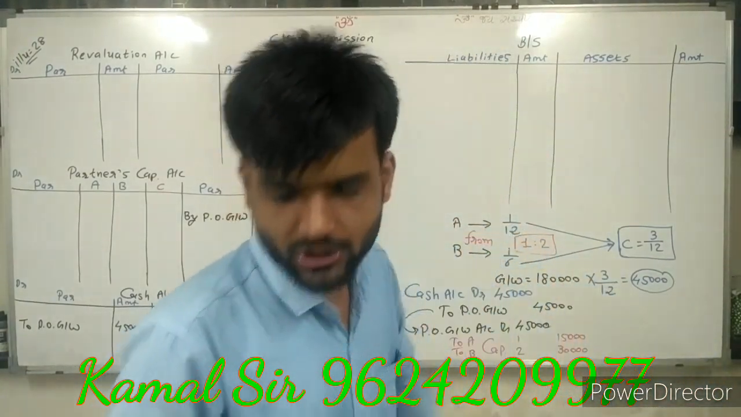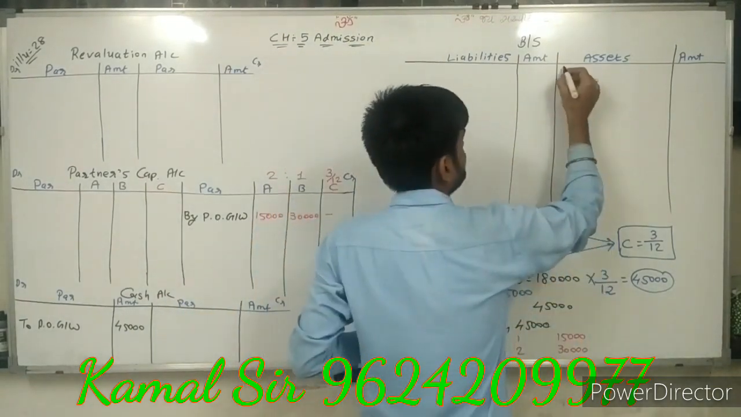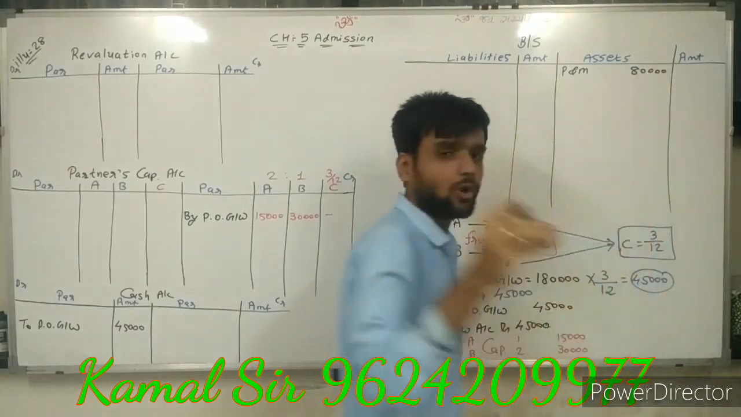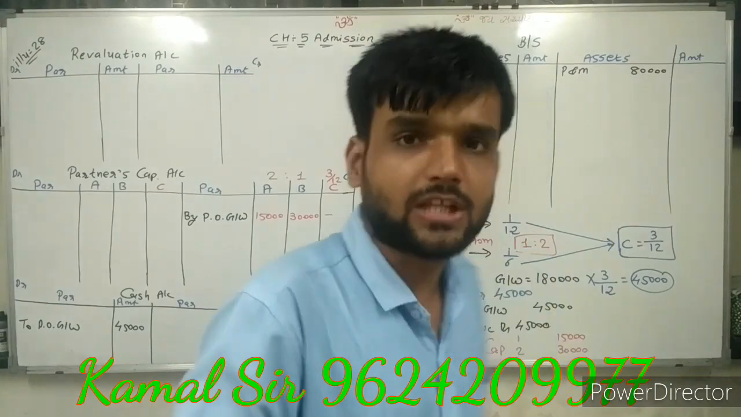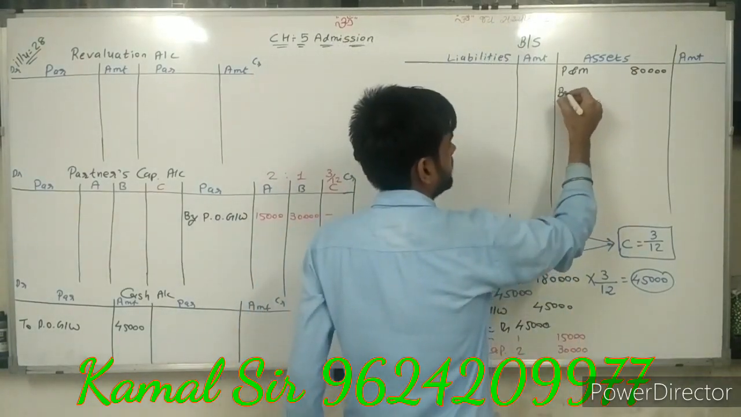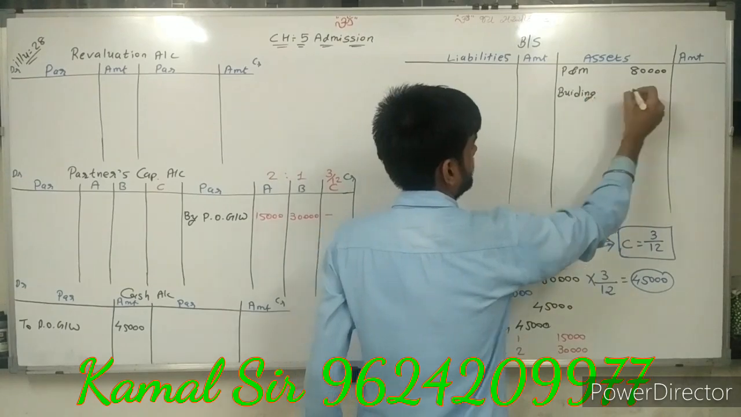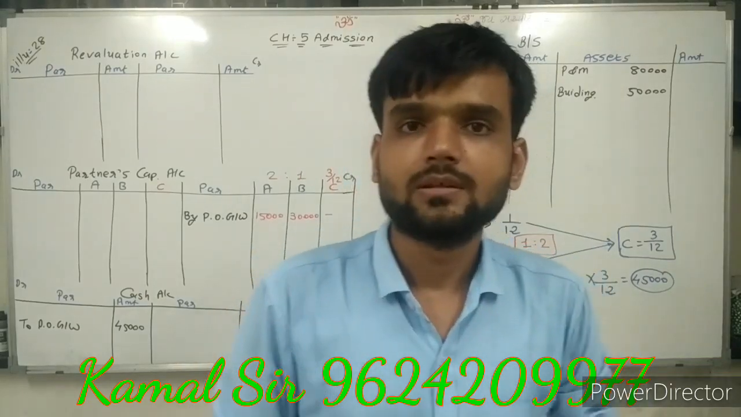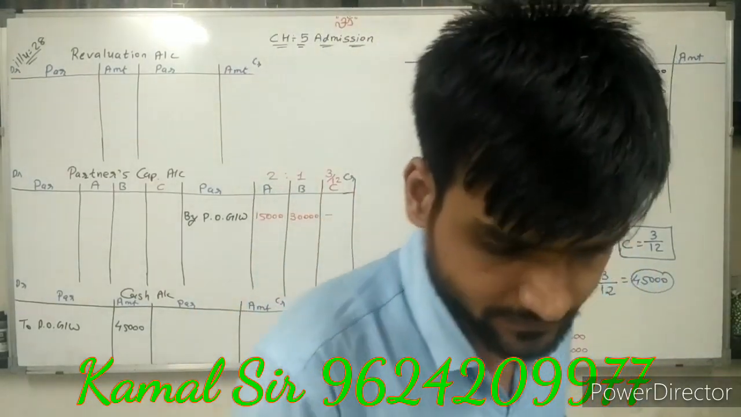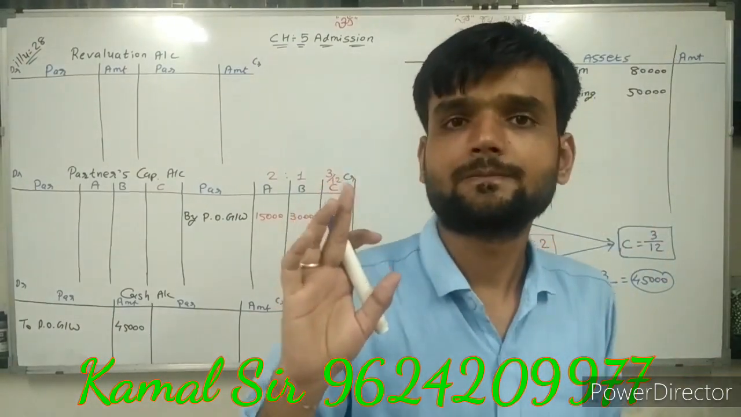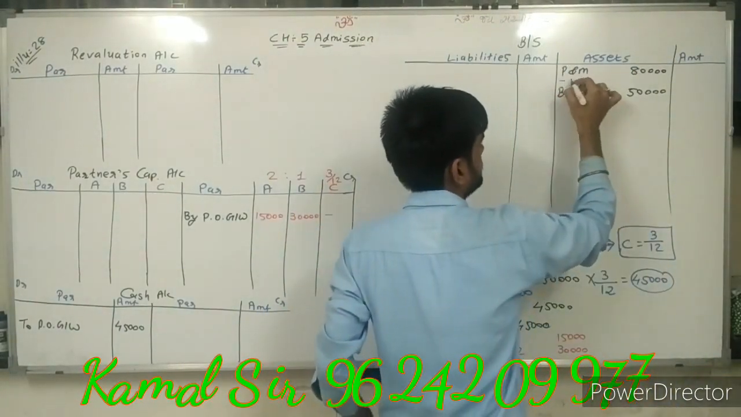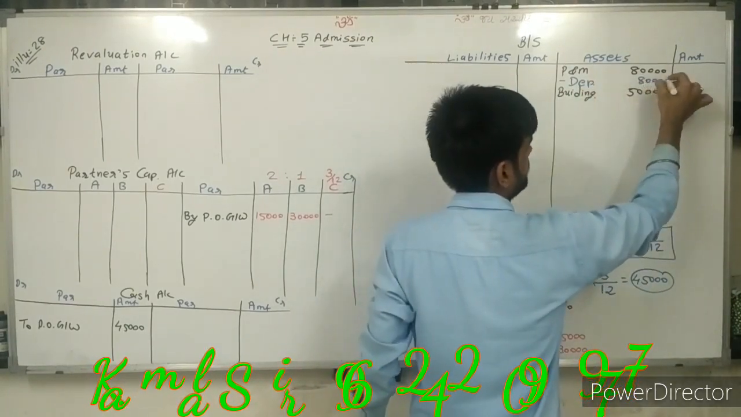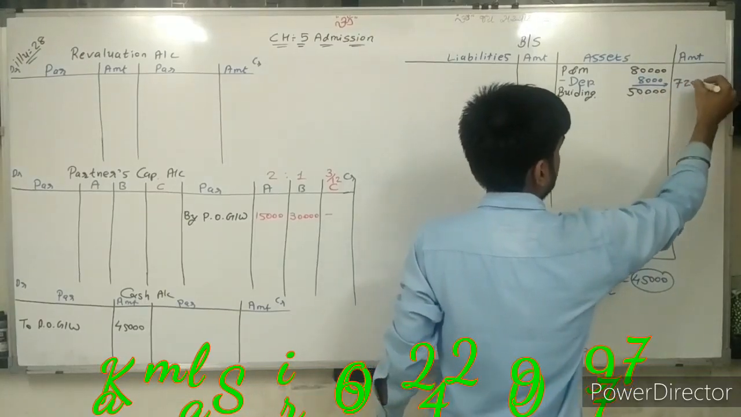First of all, writing plant and machinery 80,000, that is already given in the balance sheet. Building 50,000. So, writing building 50,000. Now, what do we need to do? Calculate depreciation. The depreciation rate is 10%. So, 10% of 80,000 is 8,000. In the outer column, 72,000.